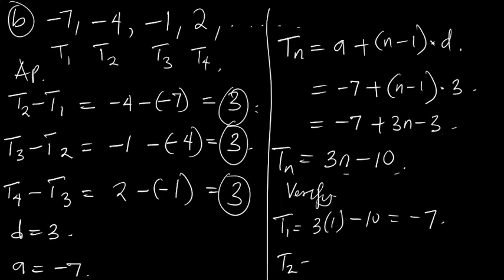Let's look at the second term. This will be 3 times 2 minus 10. So this is 6, so it will give you -4. So you see, it's the same thing here. So there is no need to go verify further. Let's go to the C part of the question.